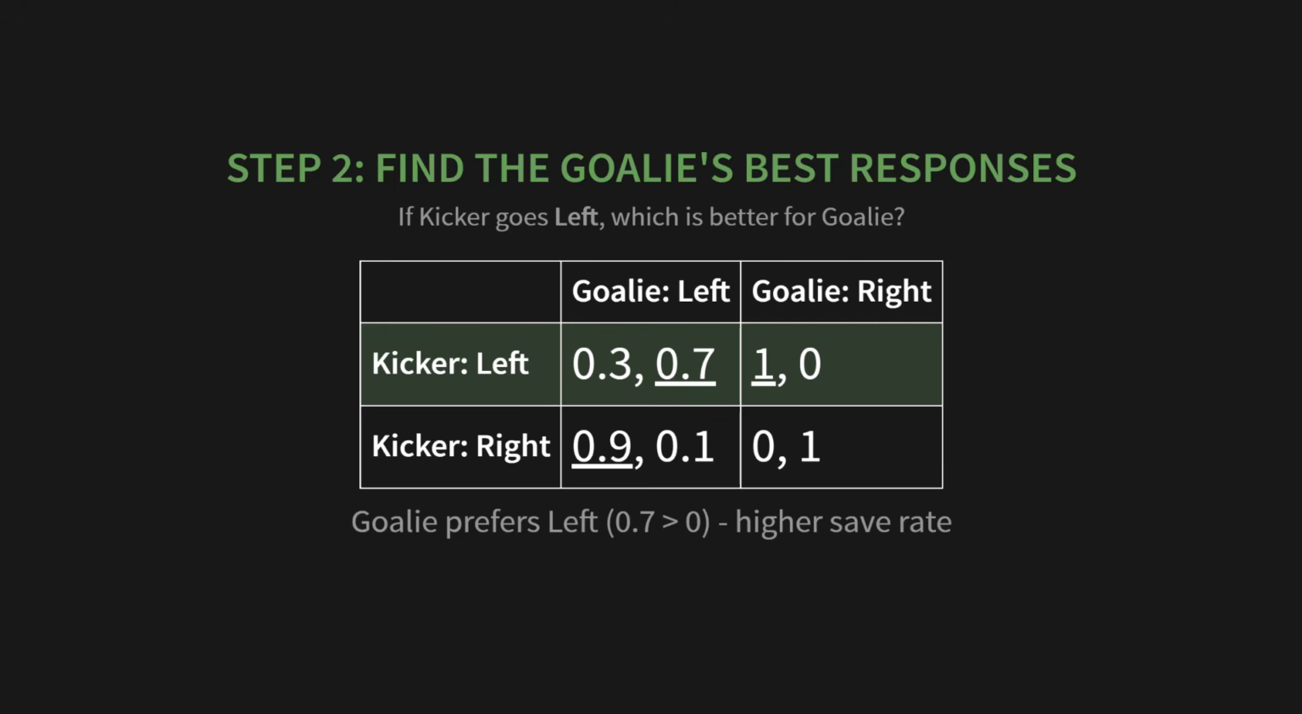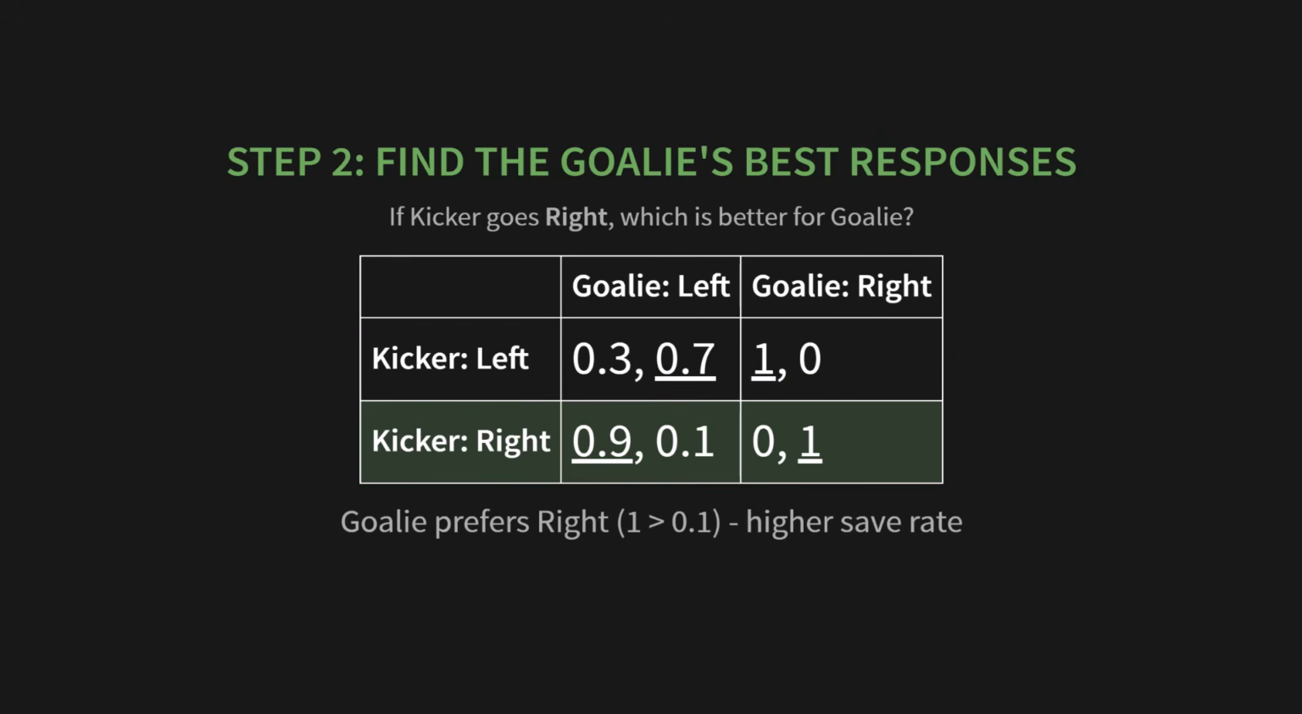Okay, step 2. Find the goalie's best responses. We go row by row. But remember, the goalie wants to maximize their own score, which is the save rate. So they want to choose the option where the kicker's score is lowest. If the kicker goes left, what should the goalie do? Diving left holds the kicker to a 0.3 score, while diving right gives up a 1. The goalie definitely prefers the 0.3, so we underline the goalie's payoff there, which is 0.7.